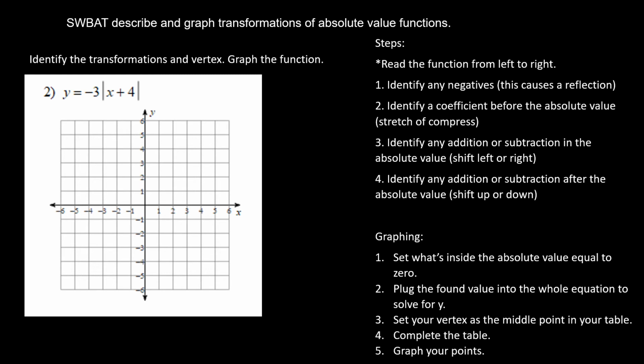Step 1 says identify any negatives. I see a negative here. So that means I'm going to have some type of reflection, which means our absolute value is going to be going down. Okay, and we got that. The next bit says identify a coefficient before the absolute value. Well, I got that 3, so we're going to have a vertical stretch by 3.